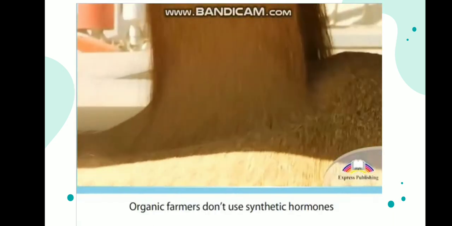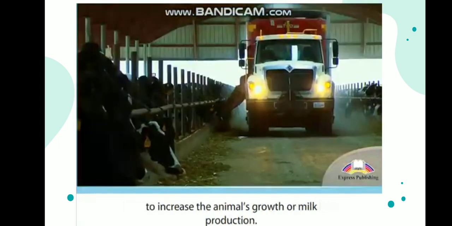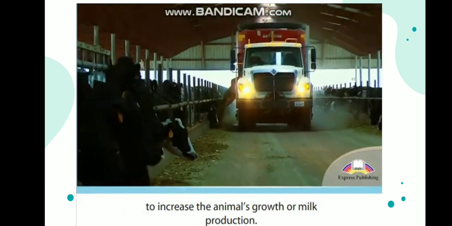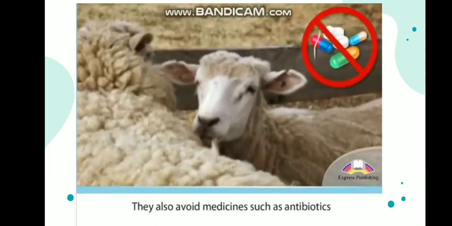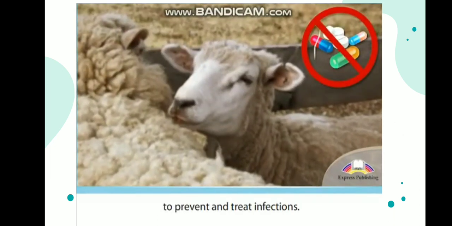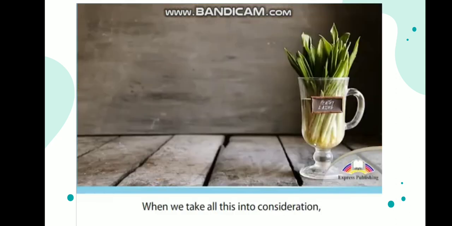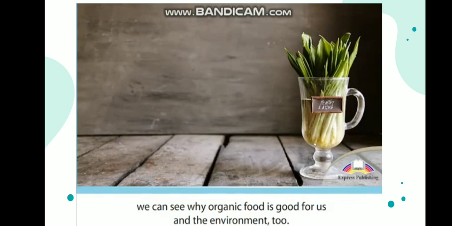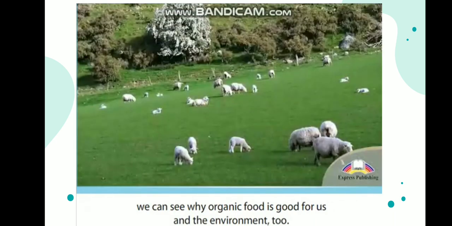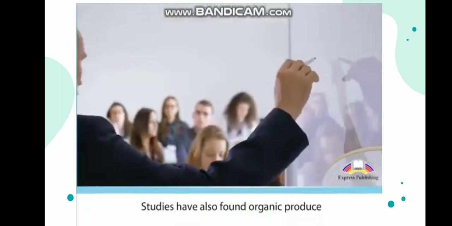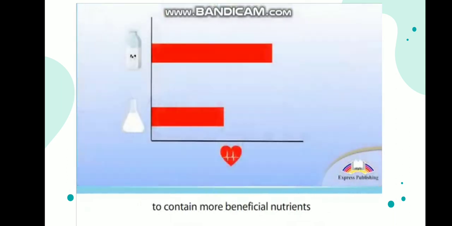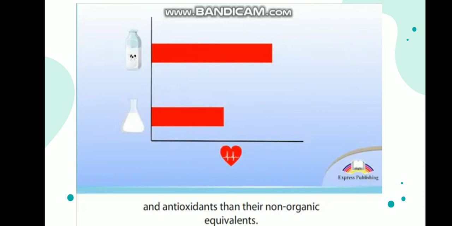Organic farmers don't use synthetic hormones to increase the animal's growth or milk production. They also avoid medicines, such as antibiotics, to prevent and treat infections. When we take all this into consideration, we can see why organic food is good for us and the environment too. Studies have also found organic produce to contain more beneficial nutrients and antioxidants than their non-organic equivalents.